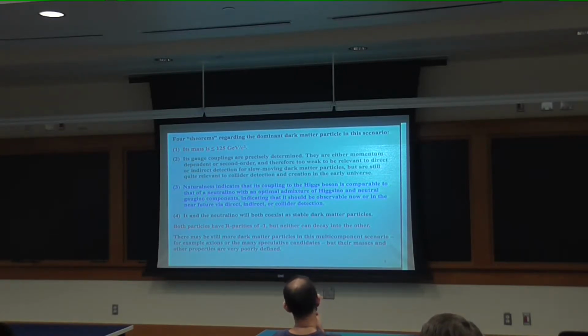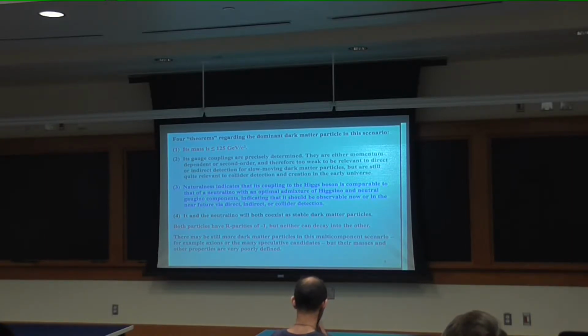The first is that its mass must be less than or equal to 125 GeV. The second is that the gauge couplings are precisely determined. The third, and I'll show you the theorem in a moment, indicates the coupling of the Higgs boson to this proposed particle is comparable to the coupling of the neutralino to the Higgs boson. And finally, another rigorous theorem is that both this new particle and the neutralino will exist as stable dark matter candidates. They both have an R parity of -1, but they coexist.